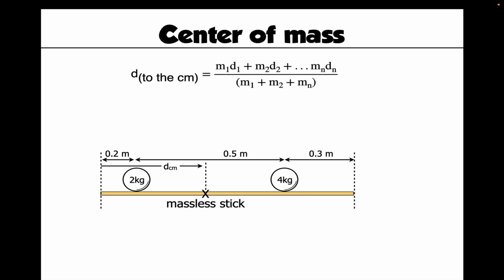Now the equation for the center of mass is the distance to the center of mass from a starting point is equal to one of the masses times its distance from the starting point, plus the second mass times its distance from the starting point, and that process continues. All that is divided by the sum of all the masses.